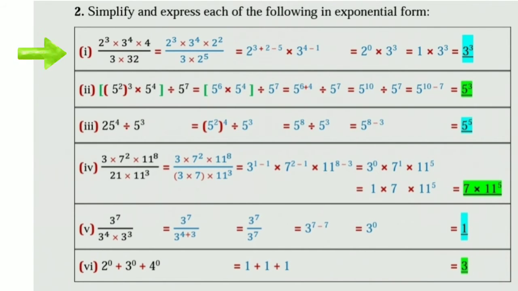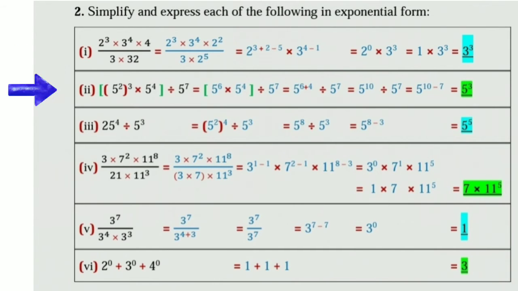Now using the appropriate formula, this is equal to 2 raised to 3 plus 2 minus 5 into 3 raised to 4 minus 1. Now 2 raised to 0 into 3 raised to 3. Now 2 raised to 0 is equal to 1, so the answer is 3 raised to 3, because we have to write in exponential form. Is it clear, everyone? Very good.